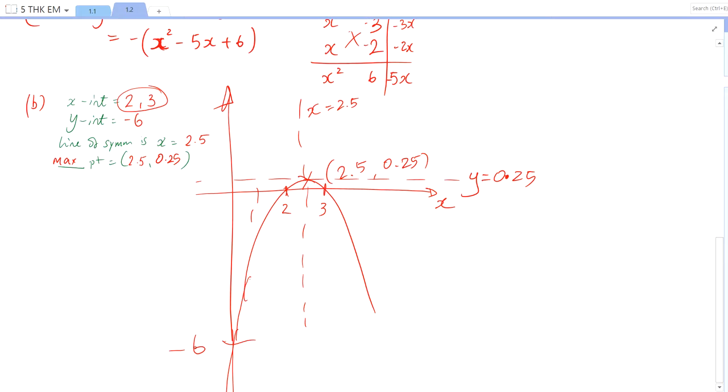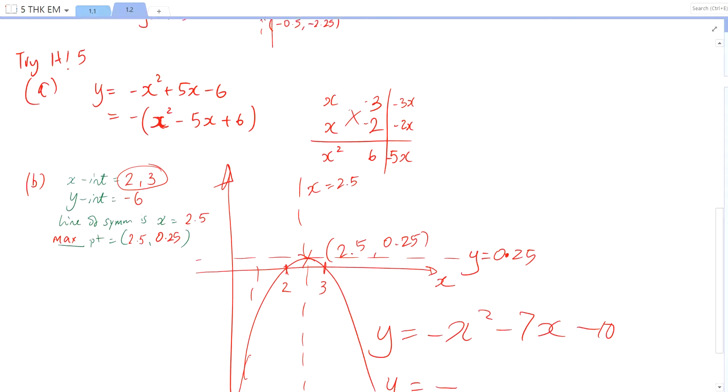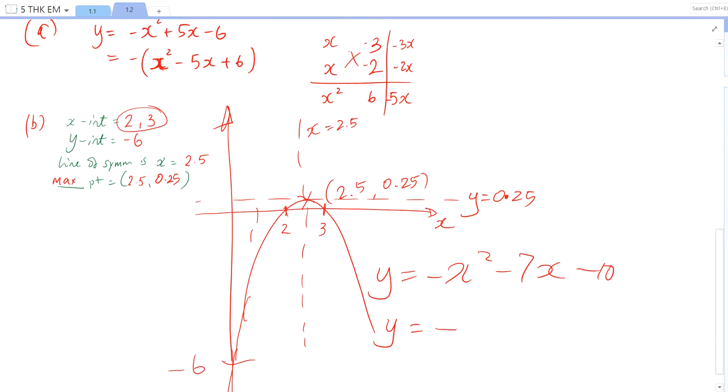Okay, so my equation will be y equals to, what is it? Negative x squared minus 7x minus 10. This is one way of writing it. Alternatively, you can also write it as y equals to negative, what do we find? How do you get negative 7? This negative 7x, 5x. Oh, I saw the wrong question, sorry. Okay, so this is y equals to negative x squared plus 5x minus 6. Alternatively, we write it as y equals to negative x minus 3, x minus 2. Either way, they are both referring to the same graph.